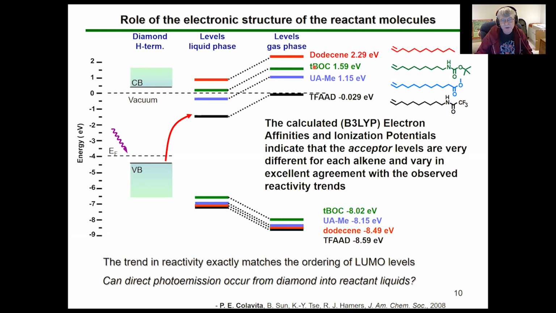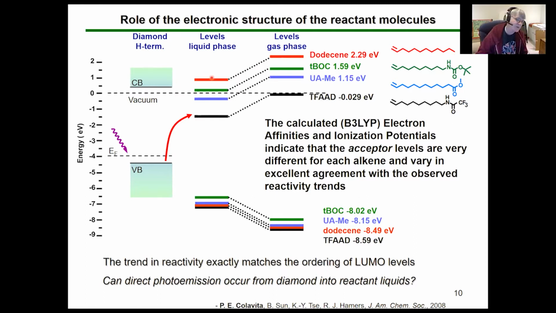So we did a bunch of theoretical calculations looking at the HOMO and LUMO, the highest occupied molecular orbital and the lowest unoccupied molecular orbital. It's very easy to calculate these in the gas phase using standard molecular electronic structure techniques. You have to invoke that when you go from a gas phase molecule to a liquid, there's some additional stabilization, like a solvation energy of a couple eV. That's pretty standard. But the important thing was the ordering of the reactivity and its correlation to the ordering of the LUMO levels, the lowest unoccupied molecular orbital of these four different molecules. And in particular, the most reactive one had the lowest LUMO and the highest one had the highest LUMO.